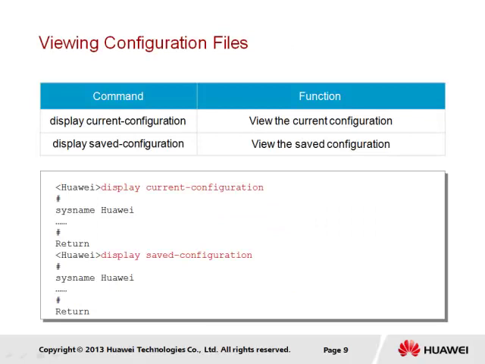Viewing the two configuration files that are being used by VRP is achieved through the display current configuration and display saved configuration commands. The display current configuration will display commands that have been configured and are currently operational within VRP. If the device is restarted, the current configuration file will be lost and replaced with the saved configuration file if a saved configuration file exists.